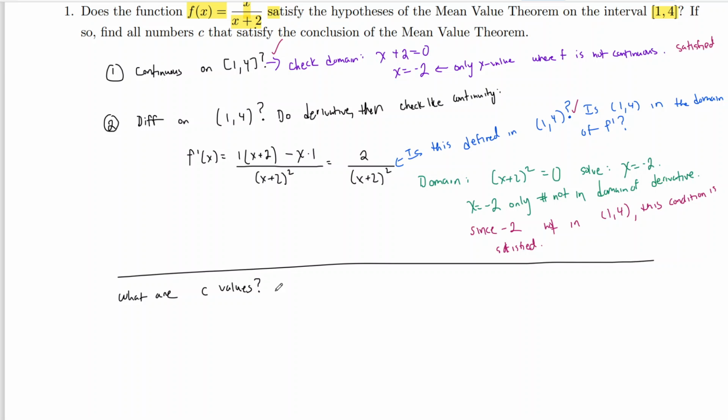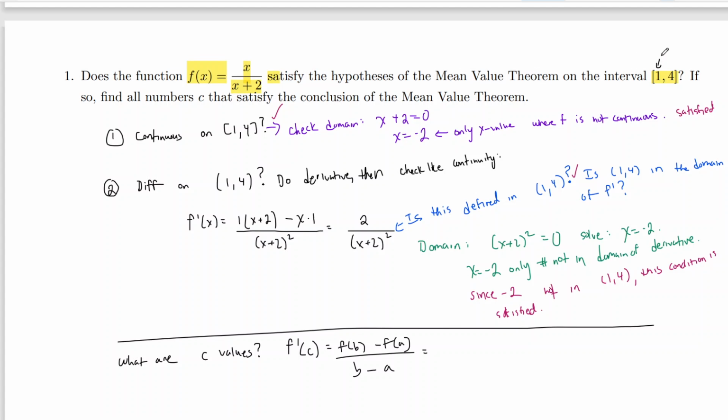Well, we have the derivative. So we want f prime of x to equal, well, really we want f prime of c, right? So let's go ahead and actually use the correct letter. We want f prime of c to equal f of b minus f of a over b minus a. And here, our first number 1 is the a, and our second number 4 is the b. So we want f of 4 minus f of 1 over 4 minus 1.